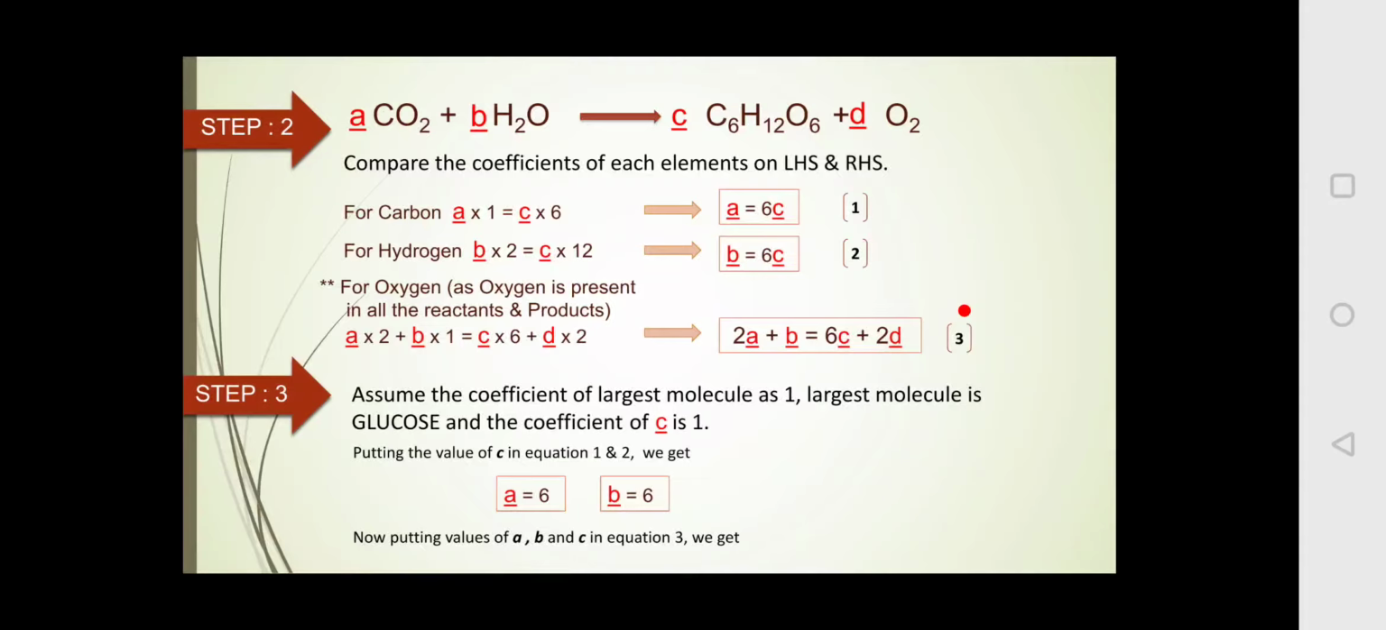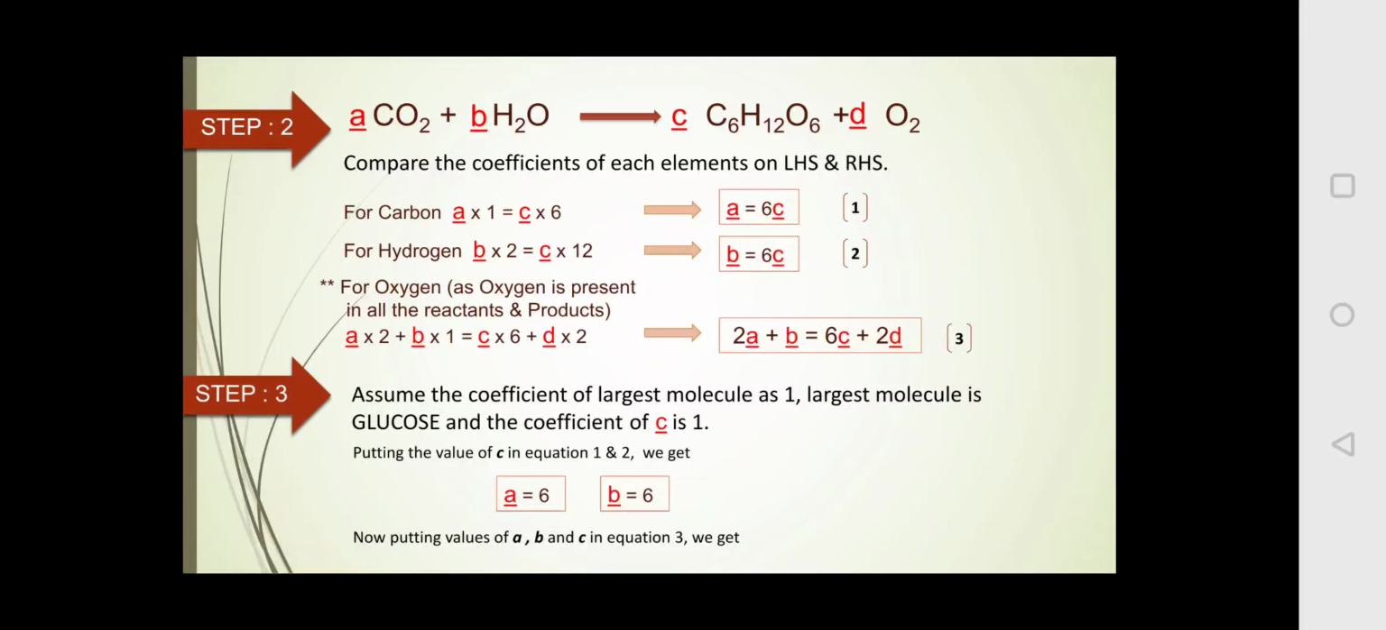Coming over to step 3. In step 3, it is common for every equation. You need to assume the coefficient of the largest molecule as 1. Here the largest molecule is glucose, and its coefficient is C. So we have taken C equals 1. Putting the value of C in equations 1 and 2, and then putting the values of A, B, C in equation 3, we get the values of all the 4 coefficients.